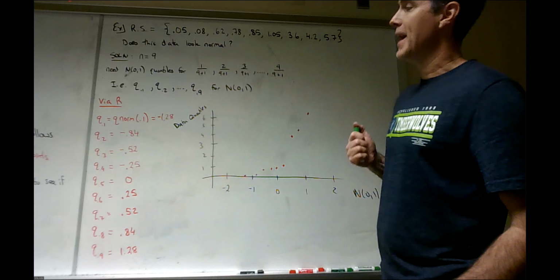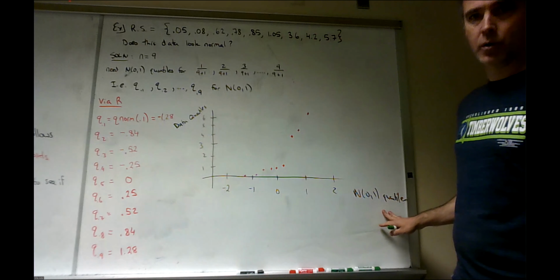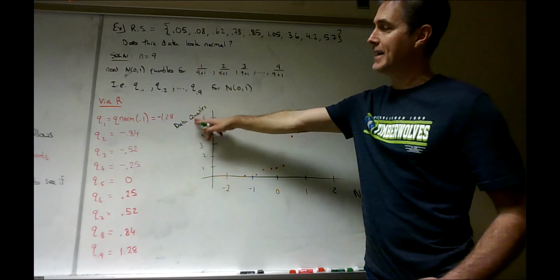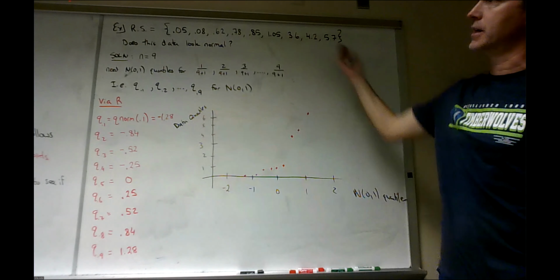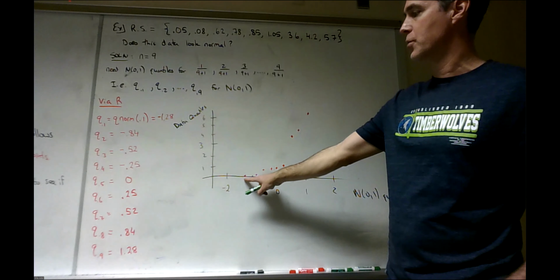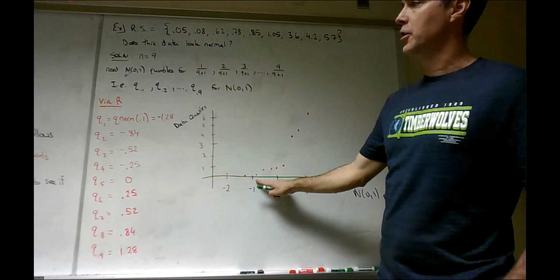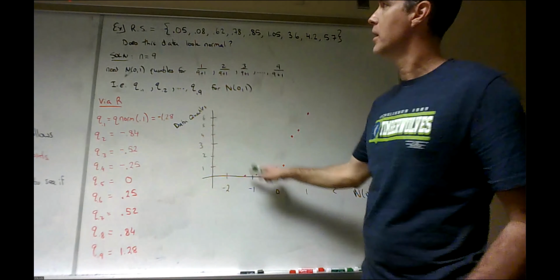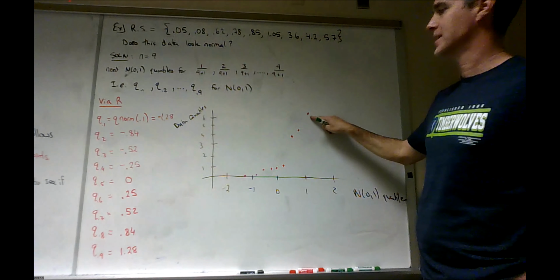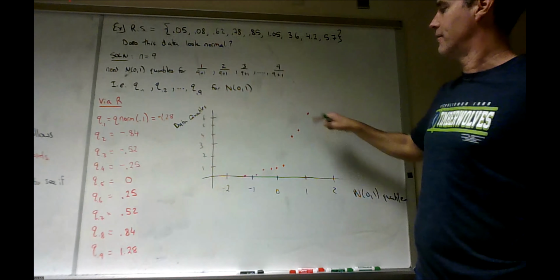Okay, so now I'm going to plot these points. On my horizontal is going to be my standard normal quantiles. Those are the red values over there on the left. And on my vertical is my data quantiles, which is going to be the actual data. So here is Q.1, negative 1.28, comma, 0.05, the first data point. Here is Q.2, minus 0.84, comma, the second data point, 0.08, and so on and so forth. And this last guy is Q.9 at 1.28, and the last data point at 5.7.